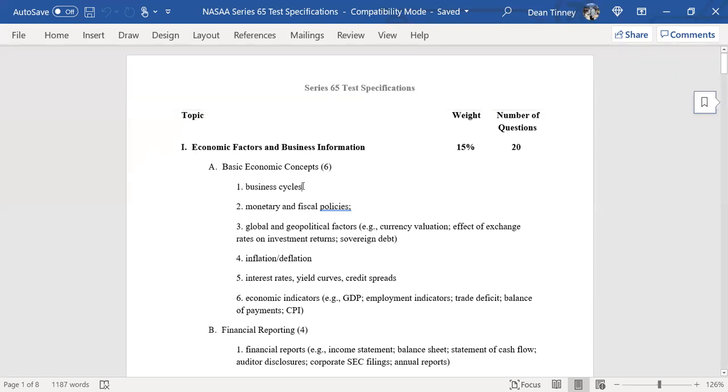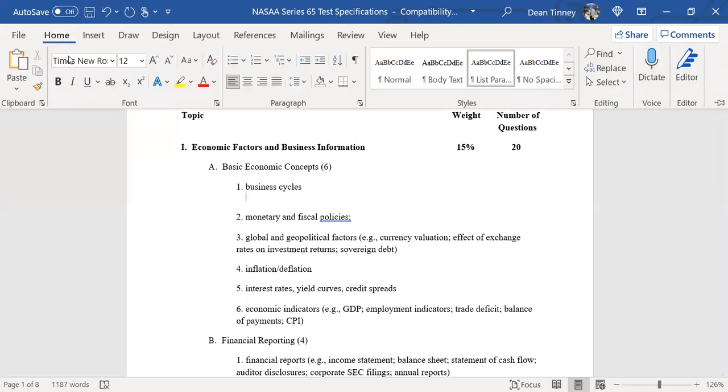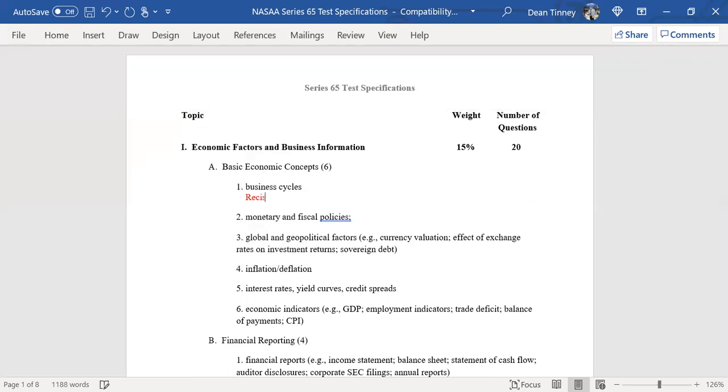All right, so let's get started. So business cycles, what you're going to get tested on here is the definition of a recession. A recession, test question, can best be described as 2 calendar quarters of declining GDP.